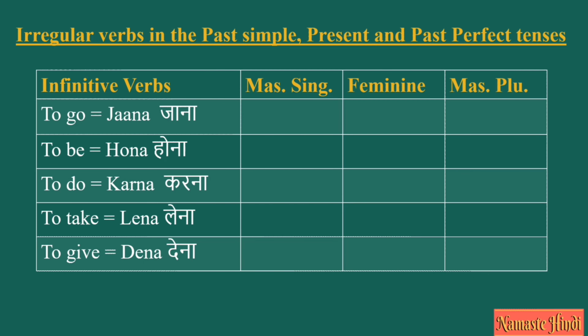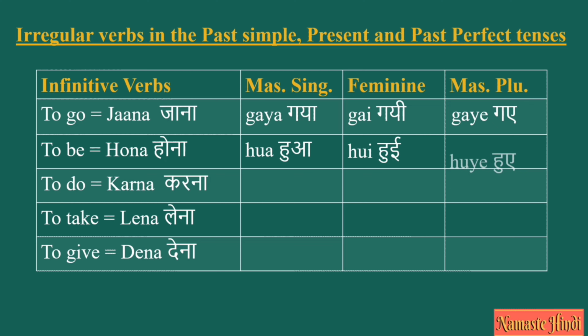Irregular verbs in the past simple, present, and past perfect tenses. Like in Greek, Spanish, or every language, there are some irregular verbs in Hindi which you need to learn as they are. To go in Hindi is jana, which is an infinitive verb. Past forms are, for masculine singular, gaya, feminine, gayi, for masculine plural, gaye. To be, hona. Past forms are hua, hui, हुए.